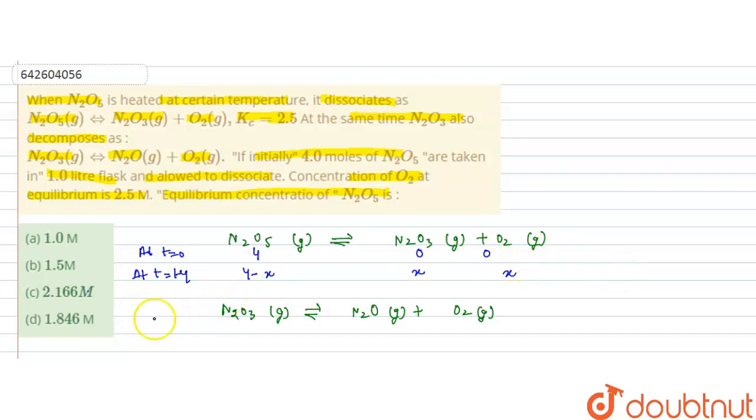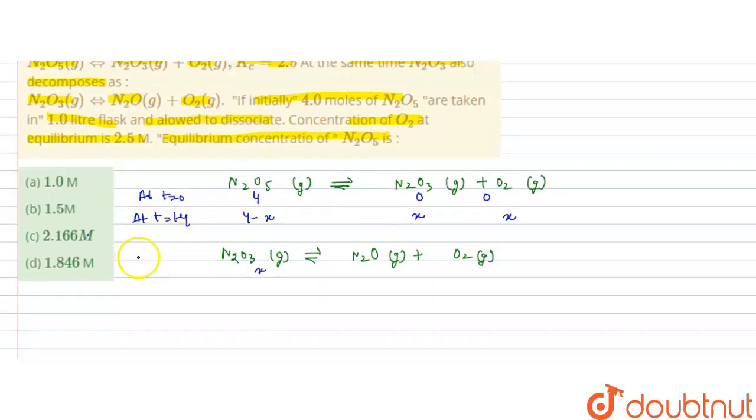Now for N2O3, the initial moles will be x because it is formed in x amount. For the second equilibrium, the initial amounts of products are 0, and at equilibrium let's say it dissociates by y amount, so y of N2O and y of oxygen will be formed. It means the total amount of N2O3 would be x minus y, and the total amount of oxygen is x from here and y from here, so it will be x plus y.